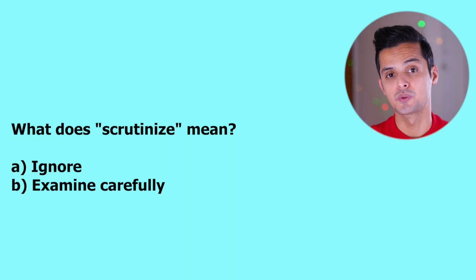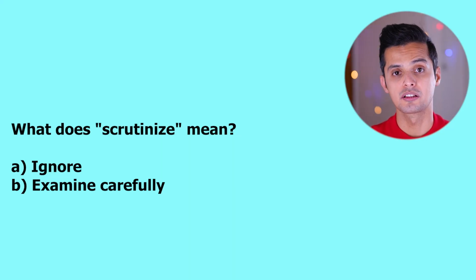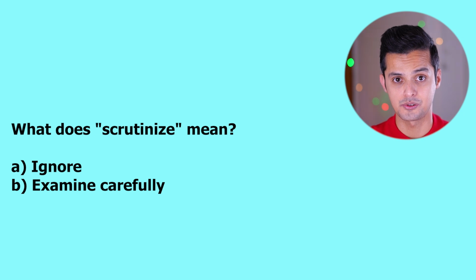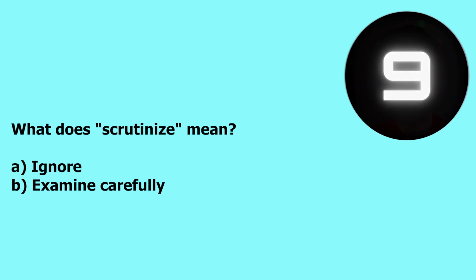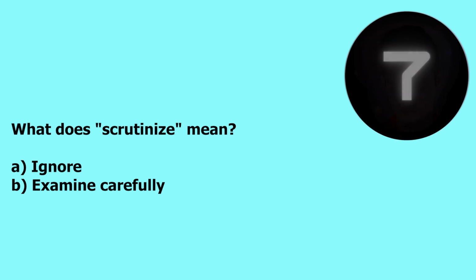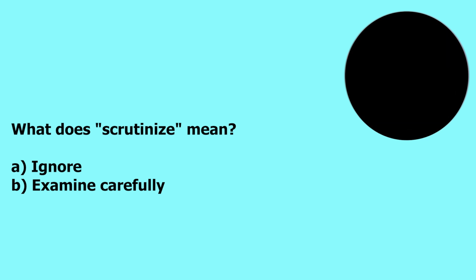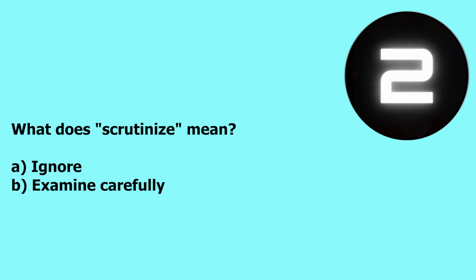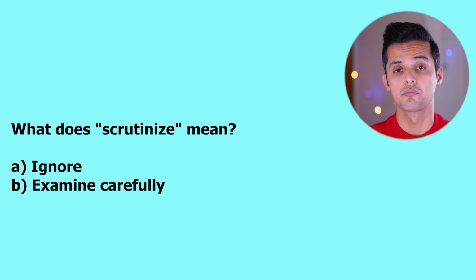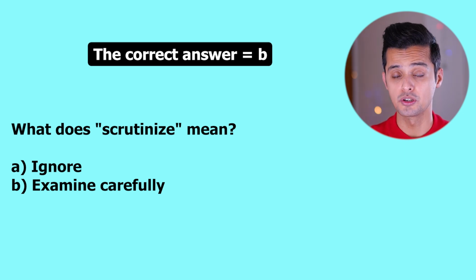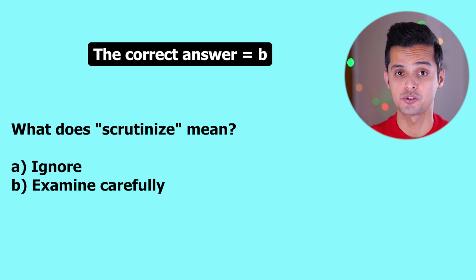Now we have a quick test with the word scrutinize. Try to find the correct answer in 10 seconds. The correct answer is choice B, to examine carefully. When you scrutinize something, you examine something carefully. So the correct answer is choice B.